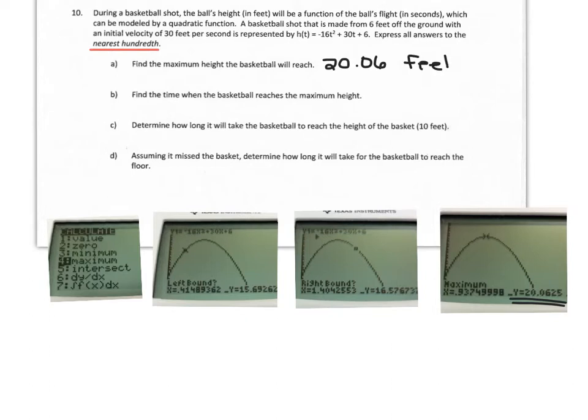Okay, now letter B says find the time when the basketball first reaches the maximum height. So now we're looking for the time. So remember, the t-axis, the x-axis is our time axis, so this is the time that it happens. It actually takes less than a second to happen. If you round that, it's 0.94, okay? So this is going to give us our answer to letter B. So that would be 0.94 seconds.